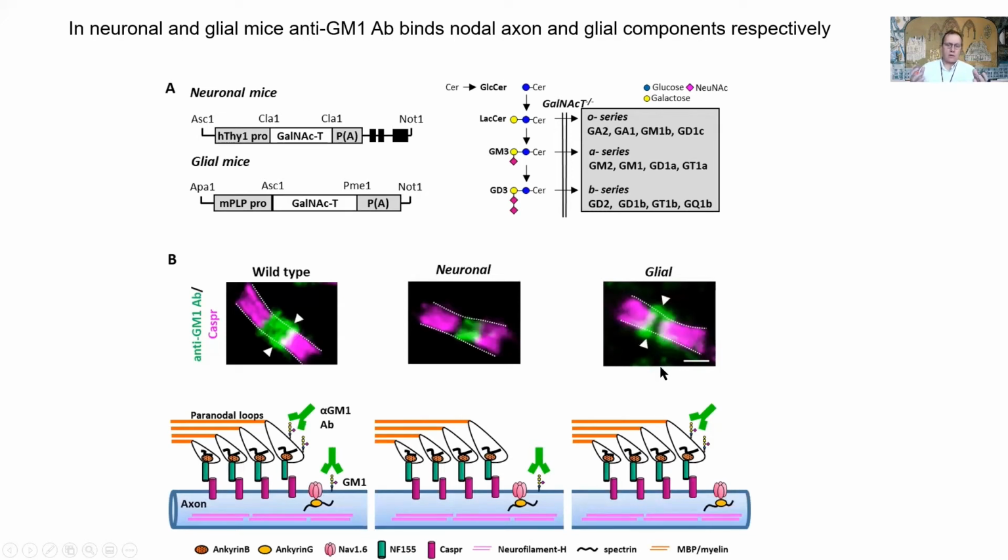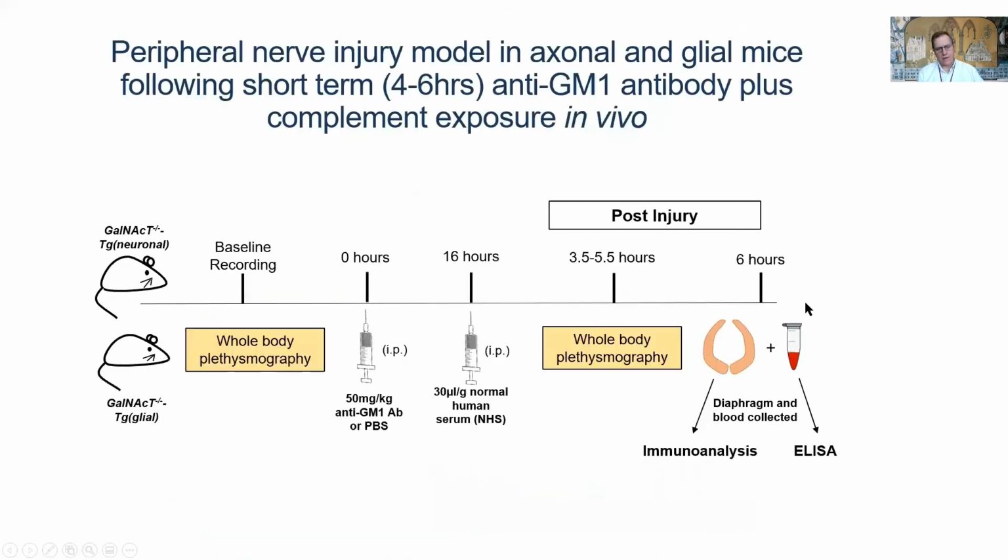So we've been able to produce animals in which GM1 is either present on the neuronal membranes or present on the glial membranes, and then use these to dissect out the different pathways that follow on from that. So I'm going to just briefly tell you about a couple of experiments out of a very large number that we've done on these animals.